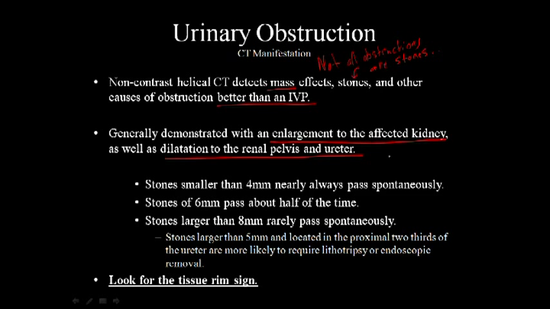Another thing to keep in mind is if we're looking for renal stones and we see a renal stone, typically we want to take measurements. A stone smaller than 4 millimeters, so 4 millimeters or smaller, nearly always passes spontaneously. So you don't have a warning when they're going to pass, but you know that they're probably going to. Stones of 6 millimeters pass about half of the time, so there's a 50-50 chance that you're going to pass this stone if it's 6 millimeters.